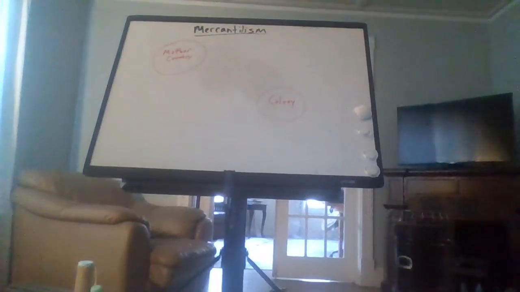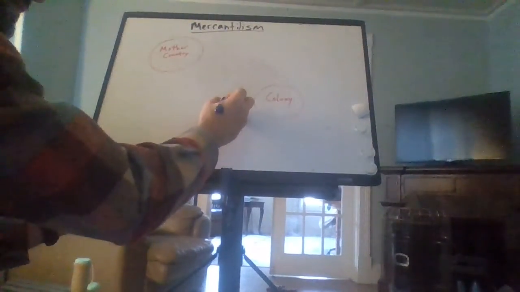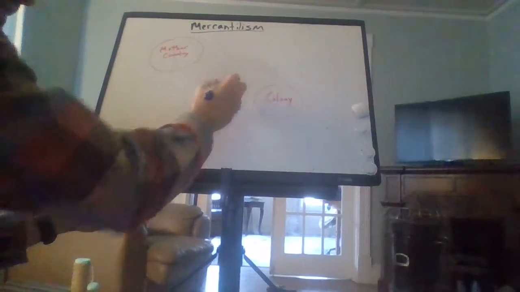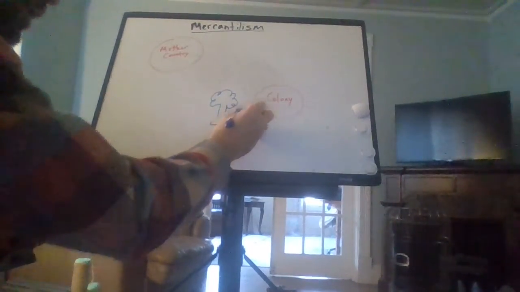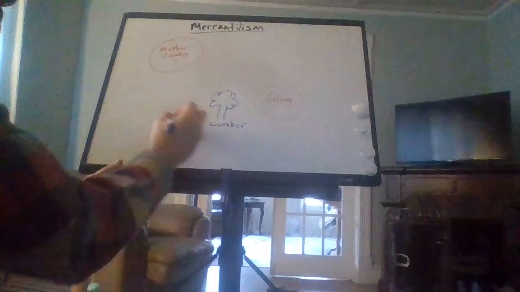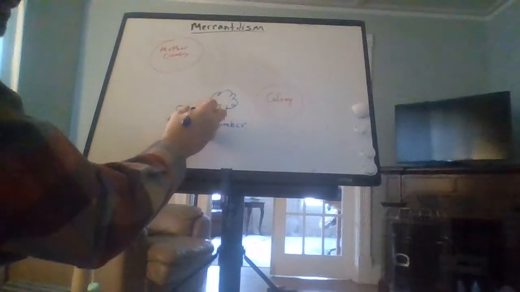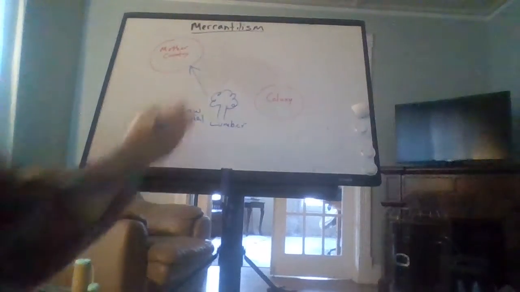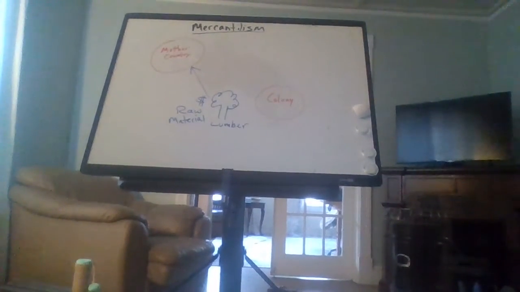So one example of this, and this is just so you can understand it, would be that the colony has a lot of trees. And the trees represent lumber, wood, things you're going to build with. And that is a raw material. Now, the mother country needs the lumber. So it pays a little bit for the lumber. We'll say $1. So now that the mother country has lumber, what will happen to it?